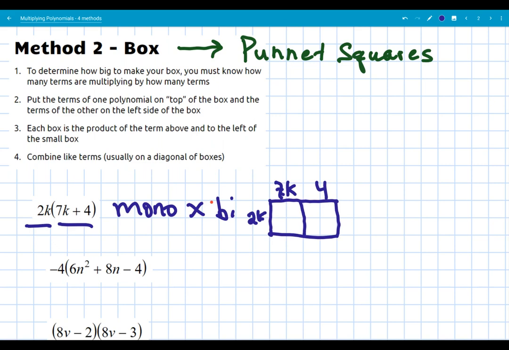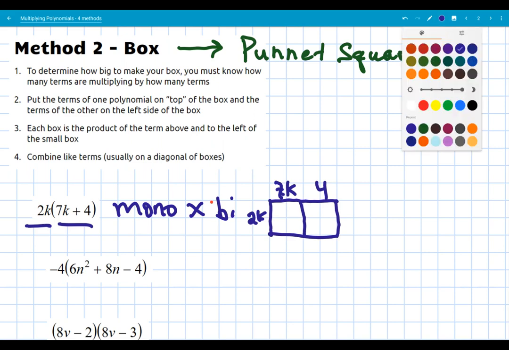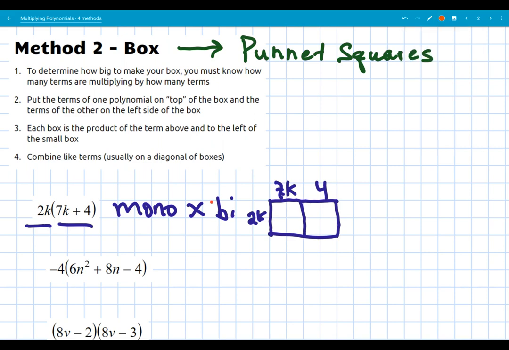In this first box, I'm going to put the result of multiplying the number above and the number left. So 7 times 2 is 14. K times k is k squared. Fill in the box with what you see above and to the left, they multiply. The next box, I'm going to multiply 2k and 4. 2 times 4 is 8, k. This one is done. 14k squared plus 8k.